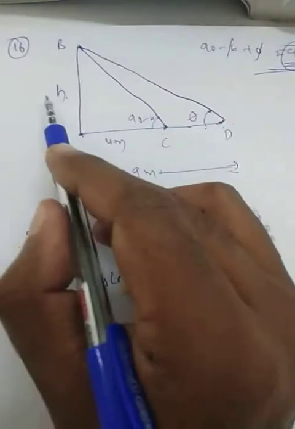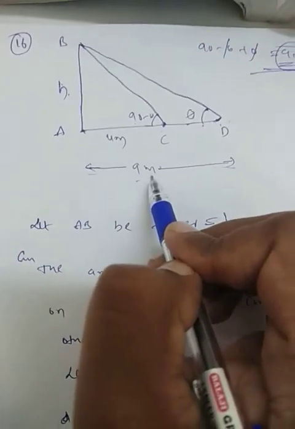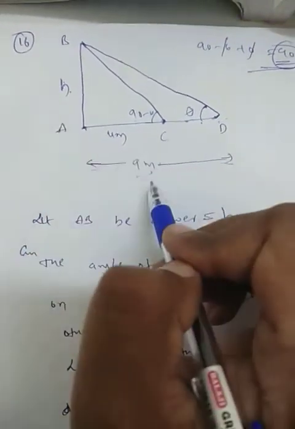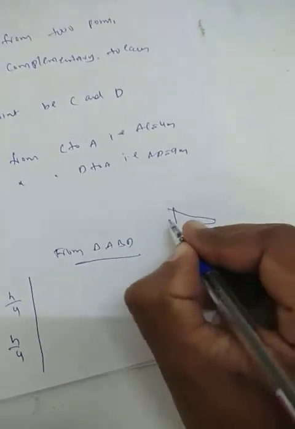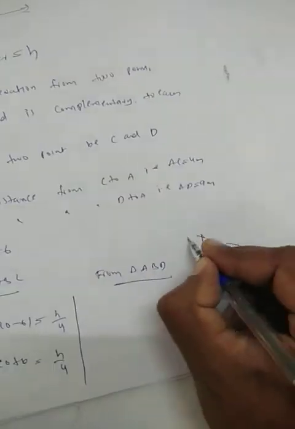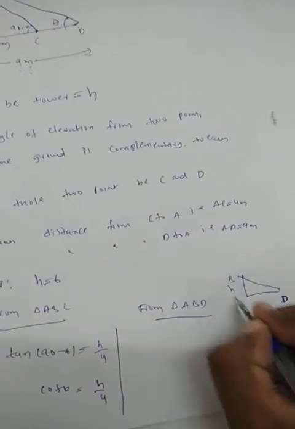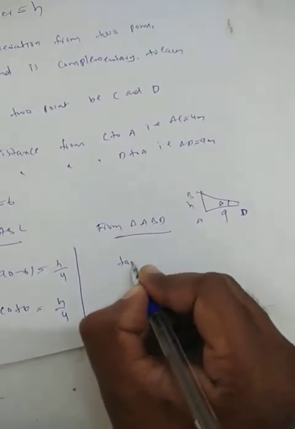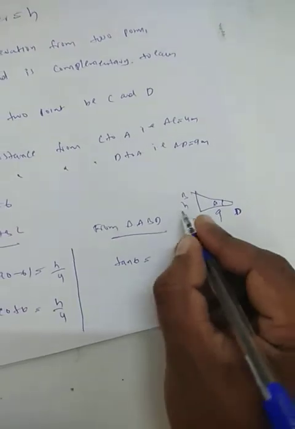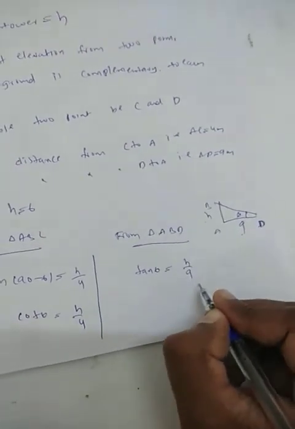From triangle ABD, tan theta is H by this total length. This total triangle I am taking here, opposite by adjacent. Opposite is H, adjacent is 9. So tan theta is H by 9. Once again, this whole triangle is B, D. This will be H, this whole will be 9, and this will be theta. So tan theta is equal to H by 9. Mark it as an equation.